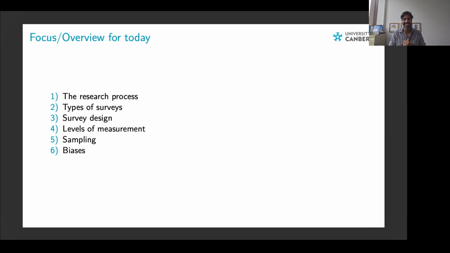The focus of today is all about the research process. We'll talk about types of surveys, survey design, levels of measurement, sampling, and biases. And I really hope that from today's lecture, you get an appreciation of the artistry that goes behind survey design. It's a science and it's an art, and it really requires deep thinking about not only what the construct is that you're trying to measure effectively, but how people interpret that and the factors that could bias that process. And so we'll go through a lot of this in detail.